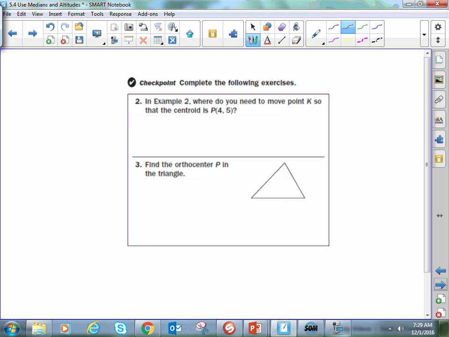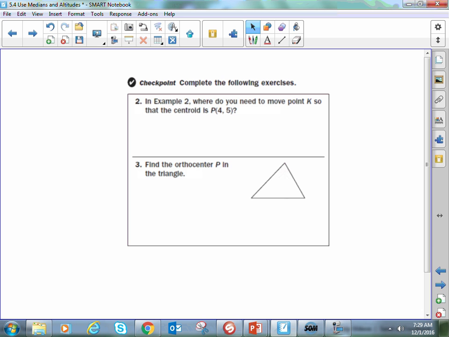So here we're looking at our last examples. I want you to go ahead and take a look at these. Question number 2, we're looking at the centroid again, going back to the graph that we had. Where do you need to move point K so that the centroid is at a new point, (4, 5)? Go back and take a look at that one. And using your protractor, find the altitudes of the triangle to see where the orthocenter is. When you're done, hit play again and see how your answers look against mine.